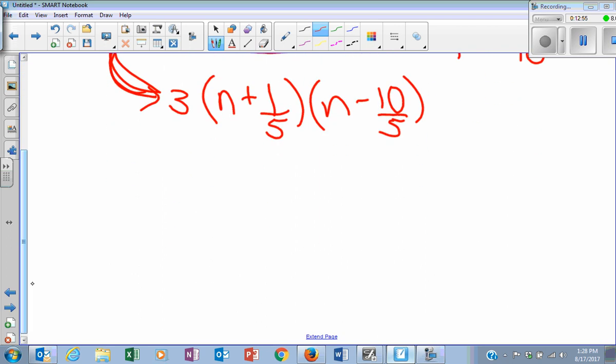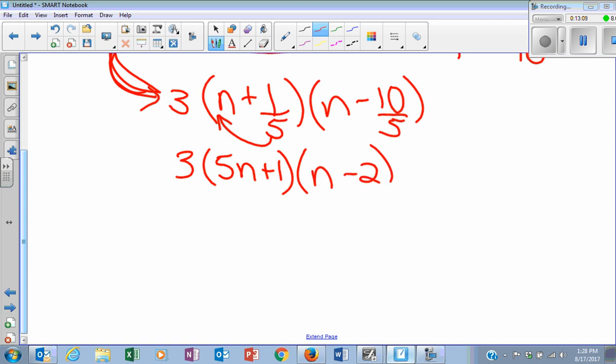Can I simplify this one? So what do I do with the 5? And so it becomes 5n plus 1. This one can simplify and it becomes n minus what? 2. Done. Pretty good?